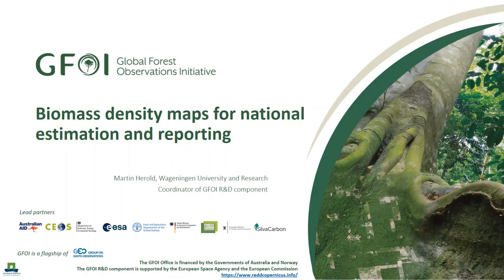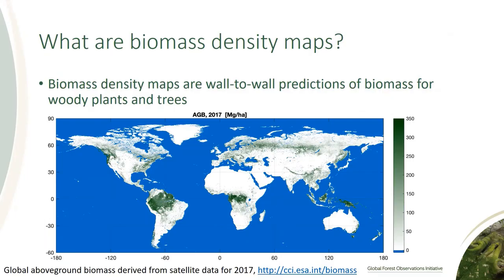I would like to start by explaining what biomass density maps are. They are essentially wall-to-wall predictions of biomass for woody plants and trees. So we're talking about above ground biomass, woody biomass, and pixel scale. In this map, it's a 100 by 100 meter, so hectare scale, estimation of above ground biomass that's available, in this case, for the whole globe.